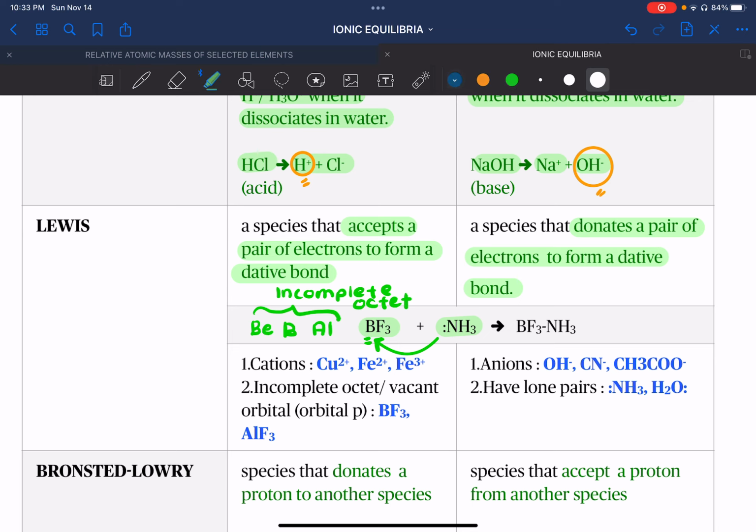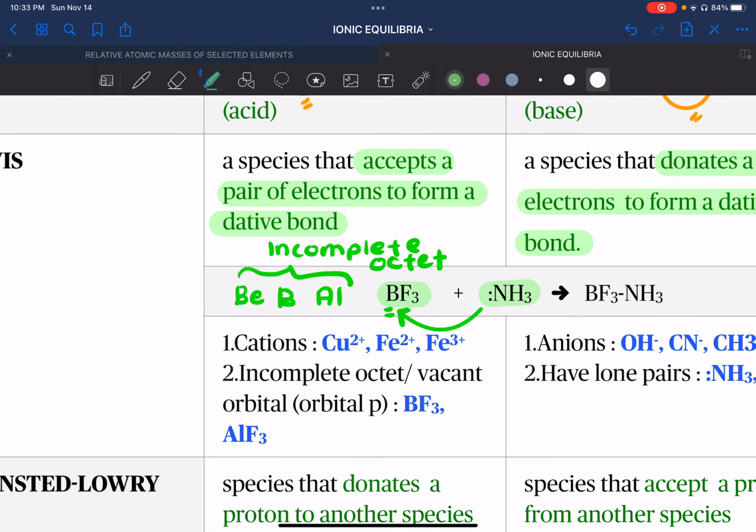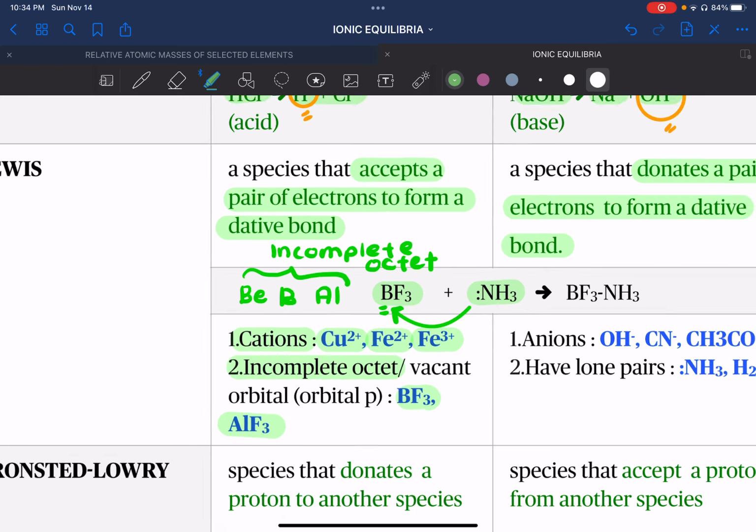Okay, another example of Lewis acid is any cation. Contoh Cu2+, Fe3+, Fe2+, Al3+, and so on. Okay, and other example is incomplete octet. Yang Madam cakap tadilah atom berbar.